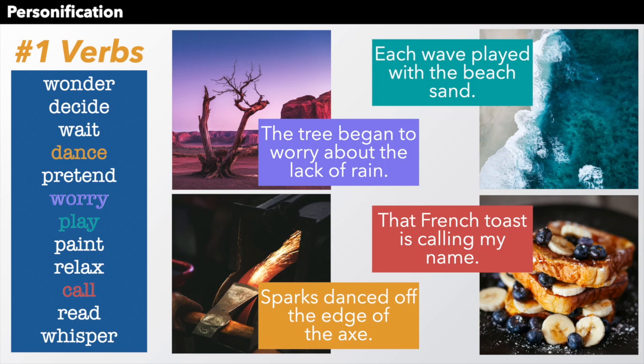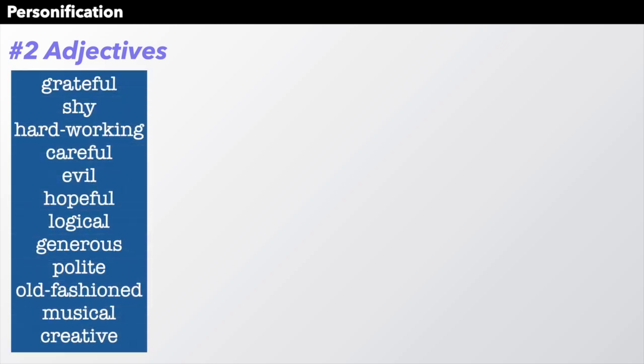Let's take a look at some other kinds of words. How about adjectives? These are describing words: grateful, shy, hardworking, careful, evil, hopeful, logical, generous, polite, old-fashioned, musical, or creative. These are mostly human adjectives. It's kind of strange to see them with other things, but that's why it's interesting.